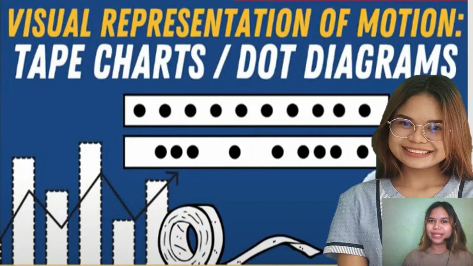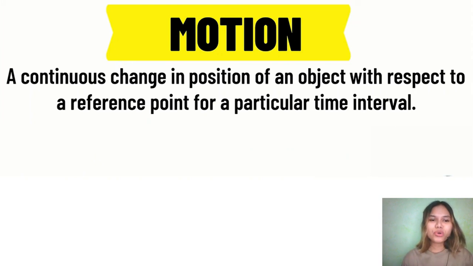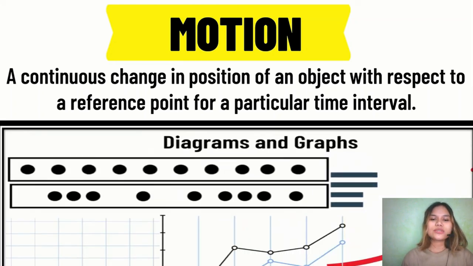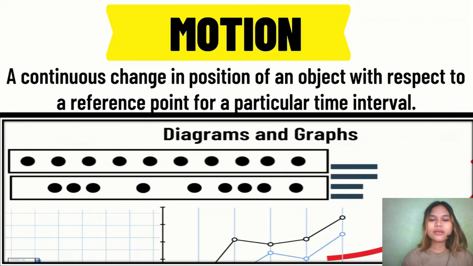Our topic for today is about visual representation of motion through tape charts and dot diagrams. Motion is a continuous change in position of an object with respect to a reference point for a particular time interval. So, motion can be demonstrated by means of diagrams and graphs.